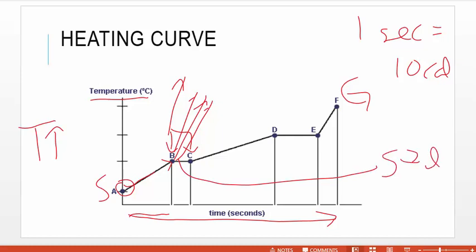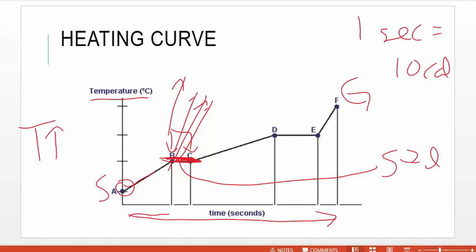So this is extremely important, guys. When on a heating curve or even a cooling curve there's a flat area, a plateau, that's when you are changing phase. And please write that down. When it is flat, that is when you are changing phase. Write that down. We are not changing temperature. We're changing phase.